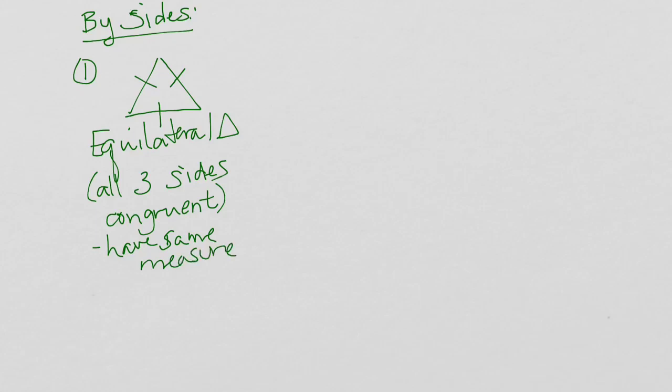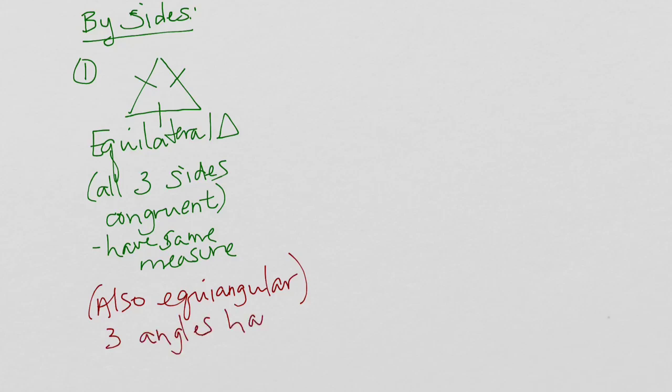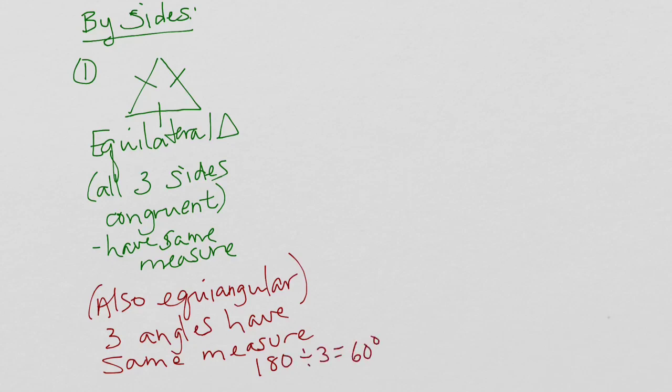It turns out that equilateral triangles are also what is called equiangular. We can talk about that a little bit later. But equiangular, we'll say it's also equiangular. That means that all the angles have the same measure. Three angles have the same measure. See if you can figure out what that measure would have to be. If all three angles have the same measure and they have to sum to 180, it seems straightforward that you would take 180 and divide by 3. Each angle would have to be 60 degrees.